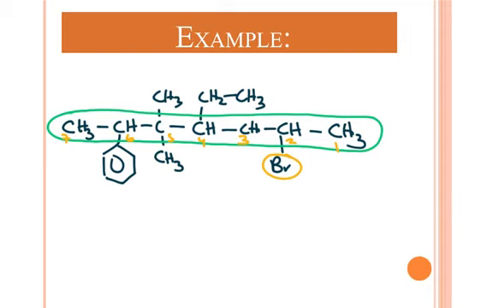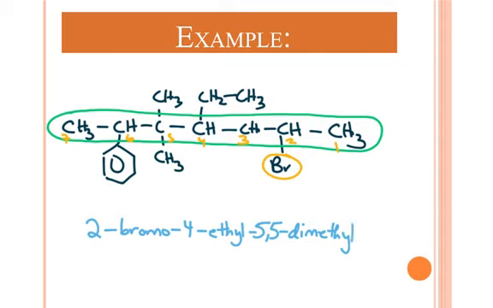Now we're putting things in alphabetical order. So we are going to have a 2-bromo, 4-ethyl, 5,5-dimethyl. I'm totally going to run out of space. Awesome. 6-phenyl. And we've got a 7-carbon chain, heptane, which of course should be in there. Hopefully you didn't run out of space.